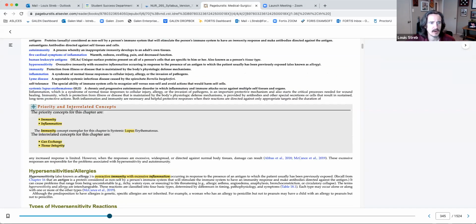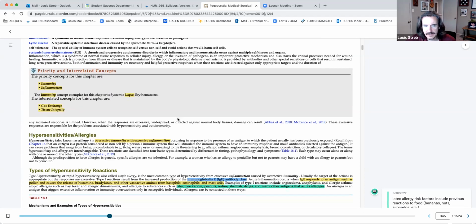Let's just start with the priority and interrelated concepts. We're really talking about immunity and inflammation. That's what happens when your body has an allergic reaction. The immunity concept for this one, we're going to talk a little bit about lupus. And then when we talk about lupus, we're going to really talk about gas exchange and tissue integrity. But let's just kind of dig into this chapter.